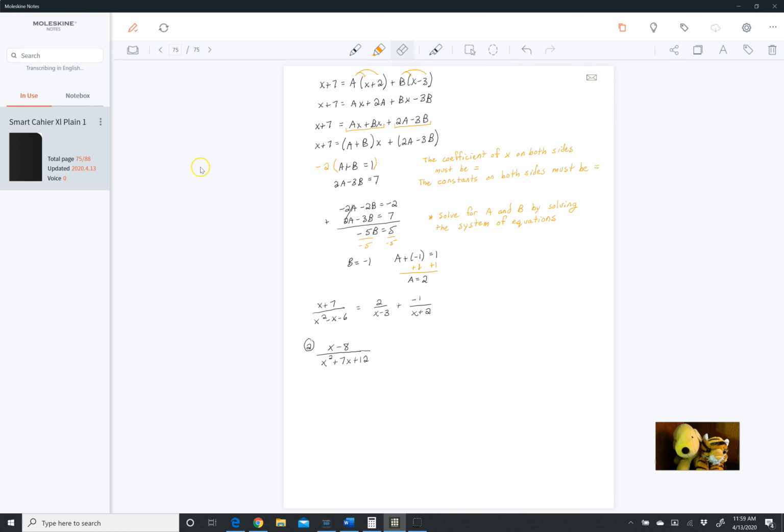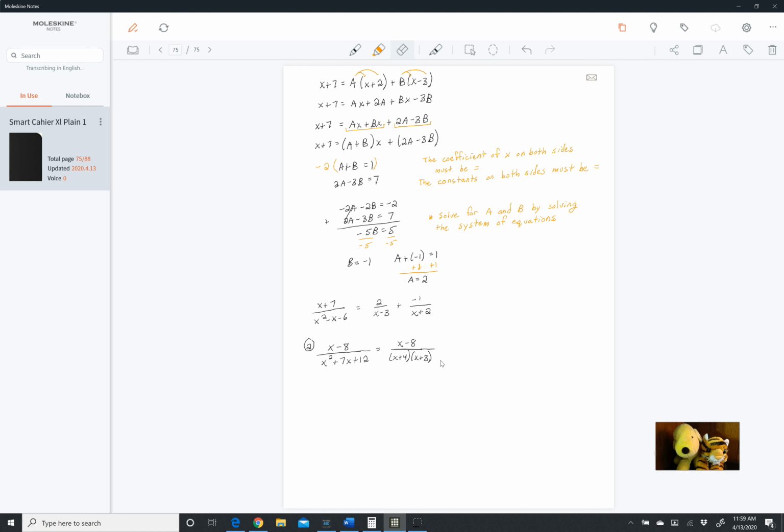Okay, so if you remember from before, our first thing was to factor the denominator. So if we factor this denominator, we get (x plus 4) times (x plus 3). And in this case, we can separate this into two fractions. The number of fractions that you separate it into is going to equal the number of factors. So we're going to have two fractions. If this had been x plus 4, x plus 3, x minus 2, we would have three fractions here, okay?